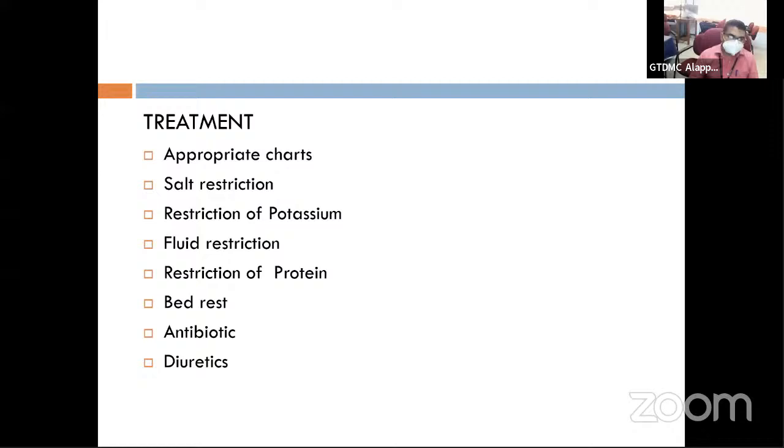And restriction of proteins. Protein should be restricted because there is a chance for uremia. Urea will be elevated in glomerulonephritis. So as long as the urea is elevated, protein should be restricted. Protein intake should be reduced to less than 1 gram per kg per day.